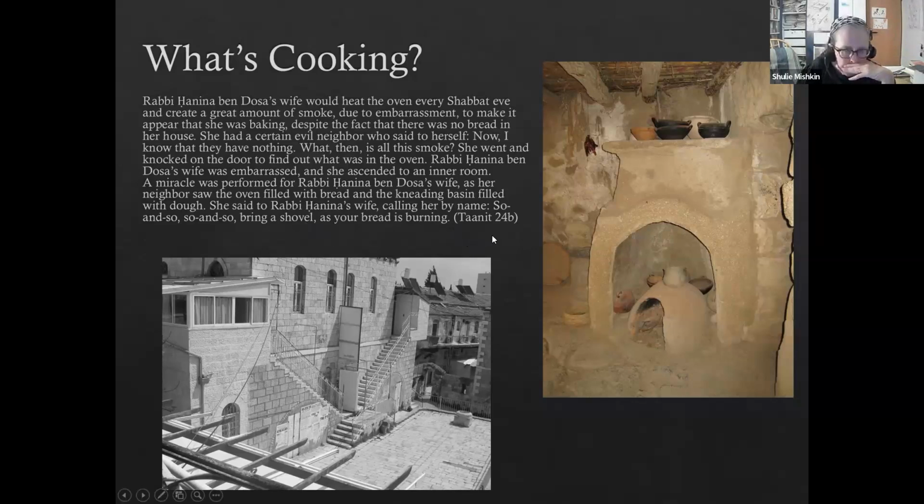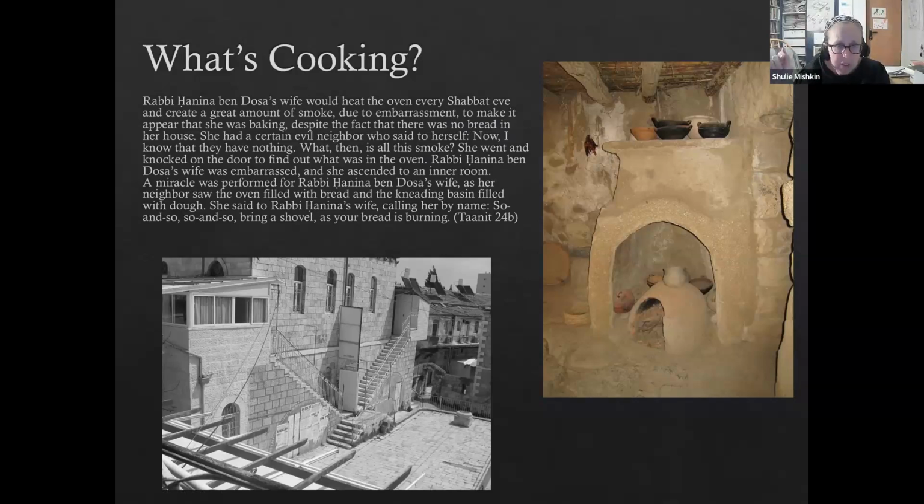Rabbi Chanina ben Dosa was very poor. And he was a miracle worker and he had no money. So we have this story. Rabbi Chanina ben Dosa's wife would heat the oven every Shabbat Eve, right, every Friday, and create a great amount of smoke due to embarrassment to make it appear that she was baking, despite the fact that there was no bread in her house. She didn't admit that she had nothing. She had a certain evil neighbor who said to herself, now I know they have nothing. What is all this smoke? She went and knocked on the door to find out what was in the oven. Rabbi Chanina ben Dosa's wife was embarrassed. She ascended to an inner room, right, to the Aliyat Gag.